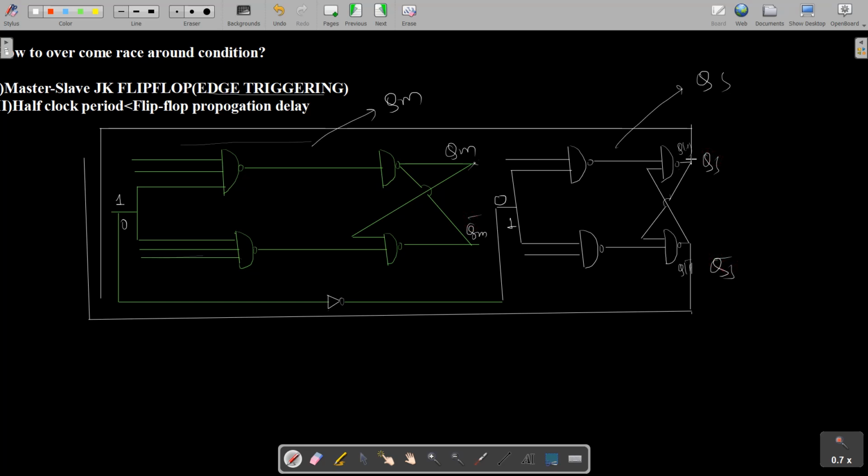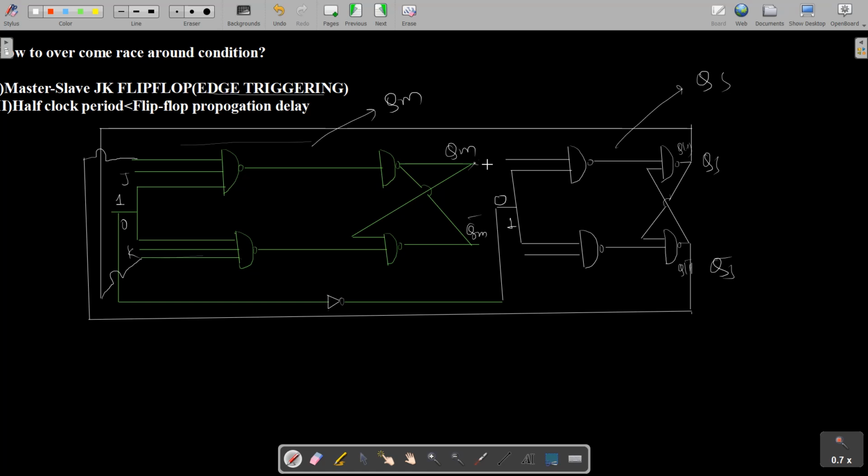Now what I will do is the output of QS will be acting as one of the inputs for this gate. Let me draw. And the output of this, that is QS bar, will be acting as one of the inputs, or as a feedback, for this NAND gate. Say this is J and this is K.